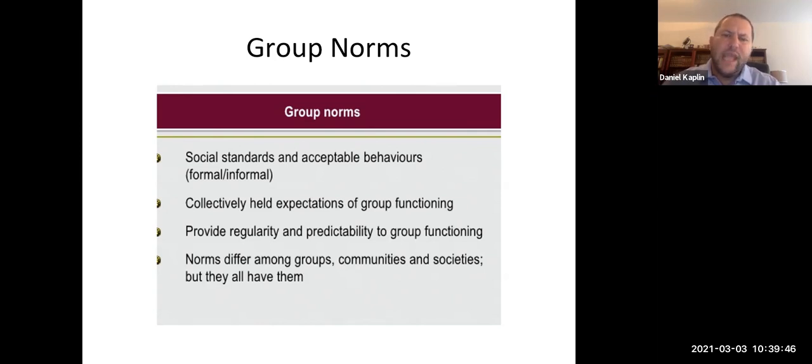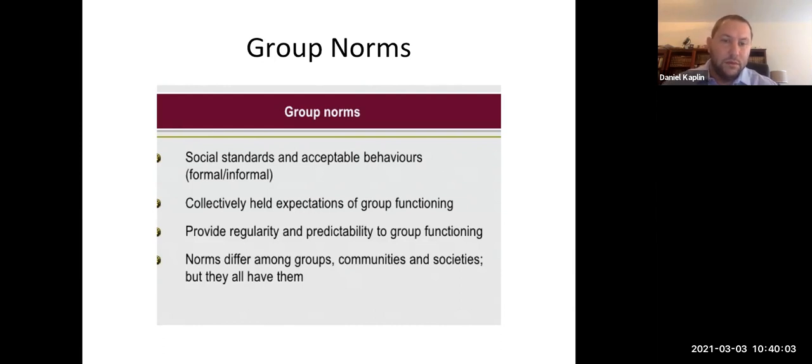So ultimately, what the group norms do is there are expectations of the group, from the group, and about the group, about how the group should function. So those are collectively held expectations. And group norms, why do we have norms? Why do we have expectations? Is because it allows for predictability. It allows for adequate functioning and appropriate functioning within a group.